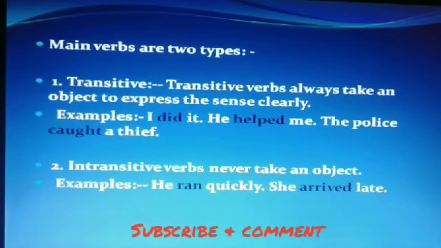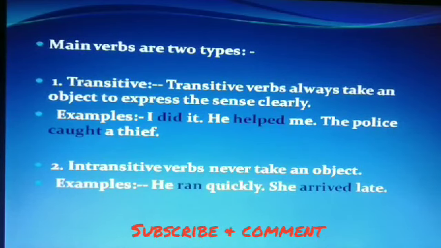If you ask the question, what did he run, or whom did he run, you do not get any answer. So it has no object. So it is an intransitive verb. In the second example also, arrived, you do not get any answer. You do not get any object. So it is an intransitive verb in both cases. Ran and arrived are the two examples. There are many more examples.